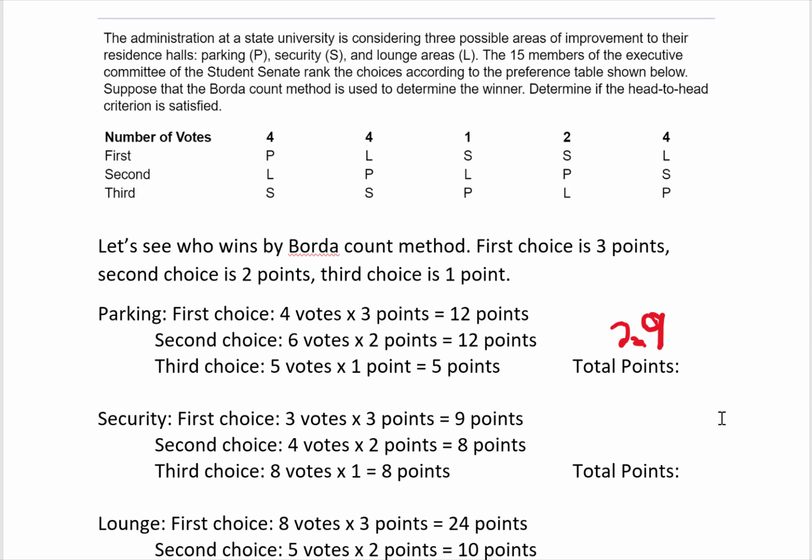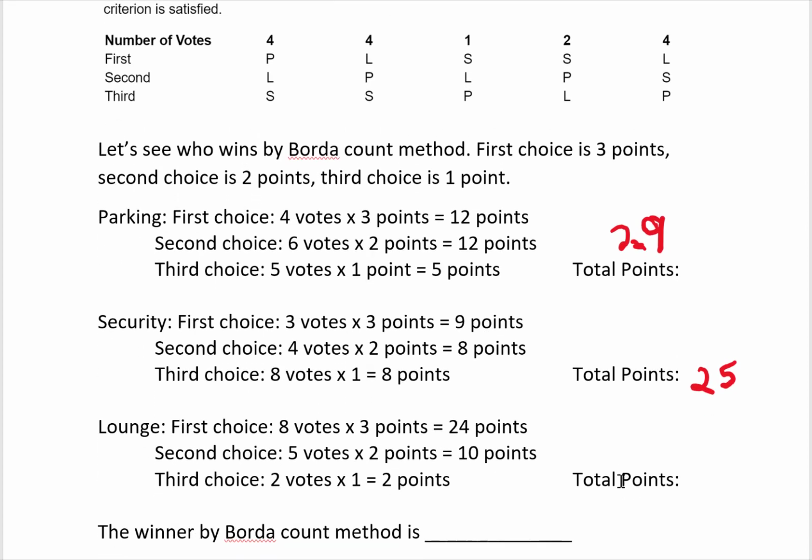for parking. For security, there were 3 first choice votes, times 3 points is 9. For second choice, there were 4 votes, times 2 is 8. And for third choice, there were 8 votes, times 1, and we get a total of 25 points. And for lounge, there were 8 first choice votes, times 3 is 24 points. For second choice, there were 5 votes, times 2 is 10 points. And for third choice, there were 2 votes, times 1 is 2 points. And the total here is 36 points. So the lounge is the winner by the Borda Count method.